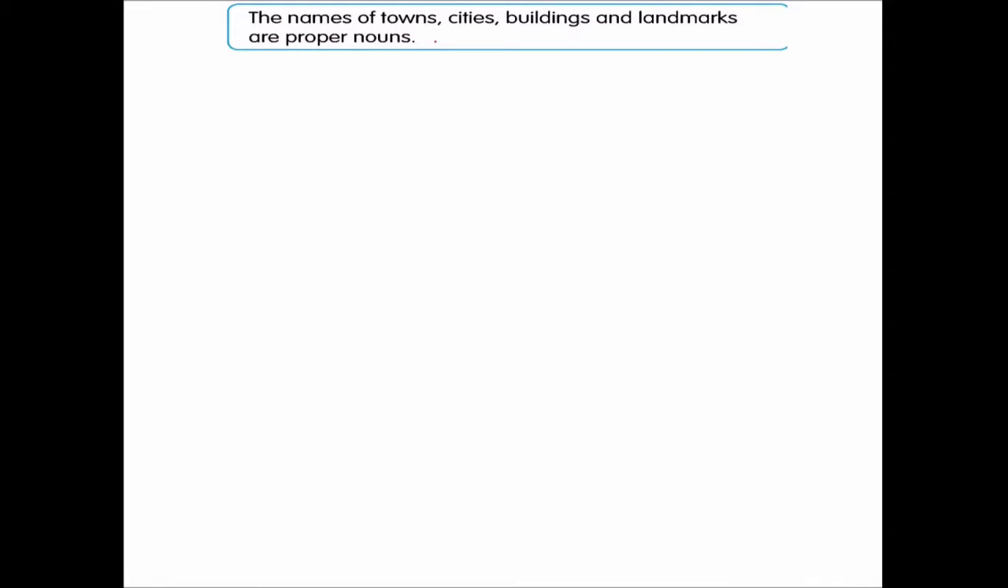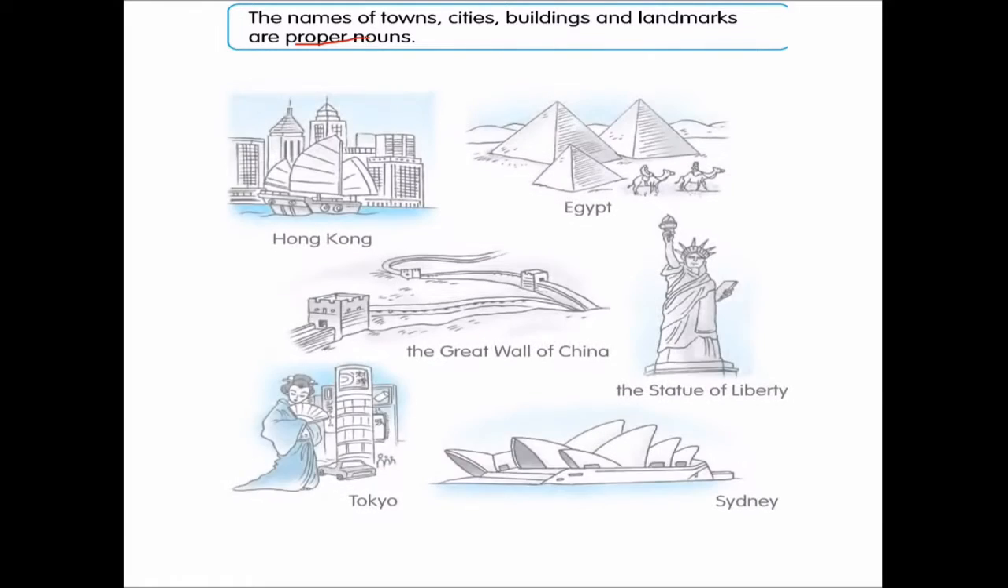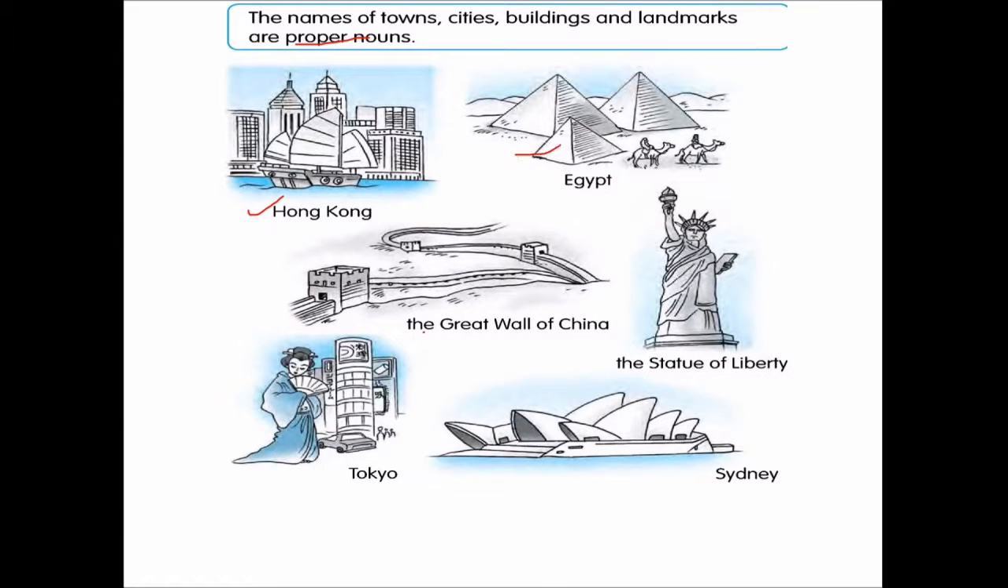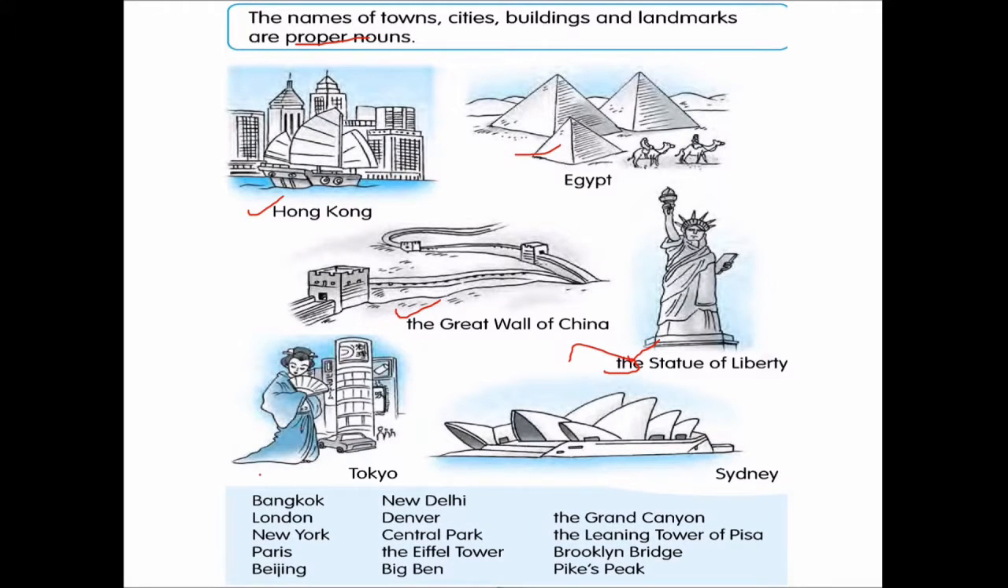And the names of towns, cities, buildings and landmarks are also proper nouns, like Hong Kong, Egypt, the Great Wall of China, the Statue of Liberty, Tokyo, Sydney, Bangkok, London, New York, Paris, Beijing. See, New York, capital letters. New Delhi, capital letters. Denver, Central Park, the Eiffel Tower, Big Ben, the Grand Canyon, Leaning Tower of Pisa, Brooklyn Bridge and Pikes Peak.